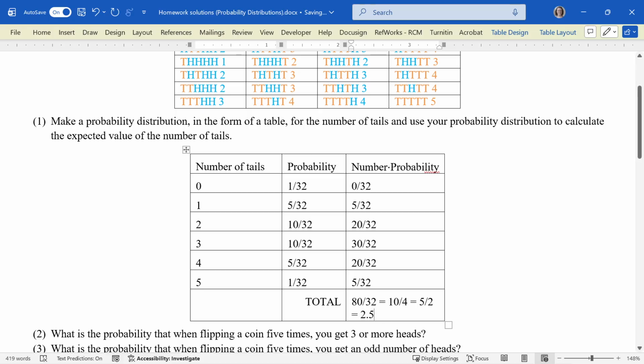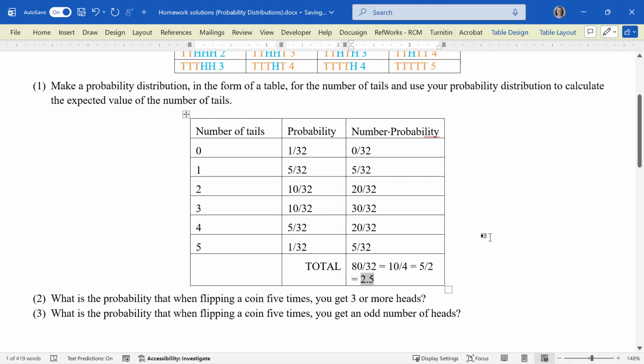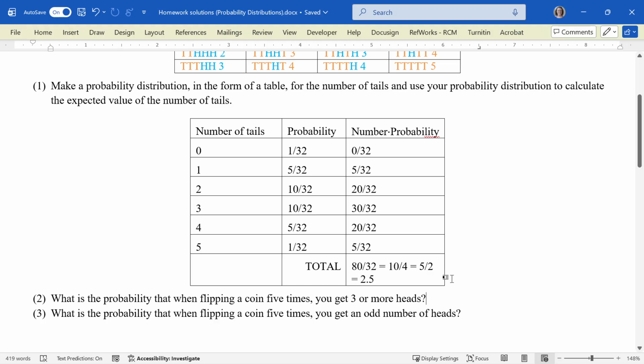Now, does this make sense? We flipped a coin 5 times, and this is saying the number of tails that we would expect to see on average is 2.5. Yeah, it's half of the coin flips, basically. So that does make sense because heads and tails have half and half probability. So we should see, on average, half of the flips should be tails, 2.5. Okay, in fact, you could actually work that out without doing all this work. But we're doing this for practice.